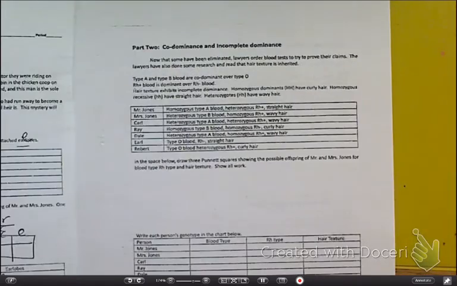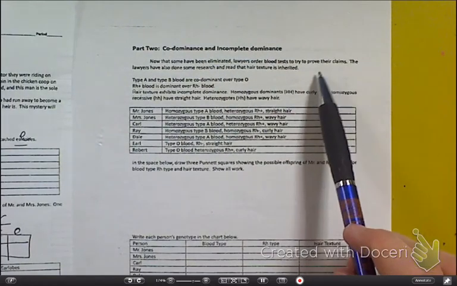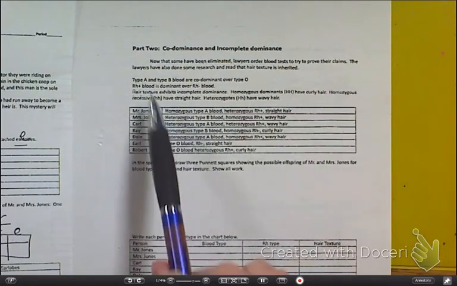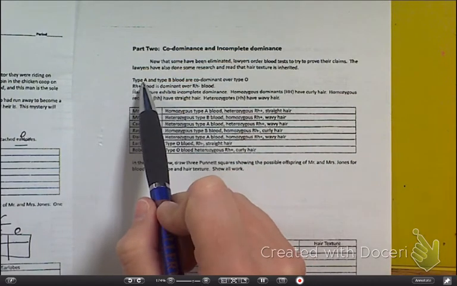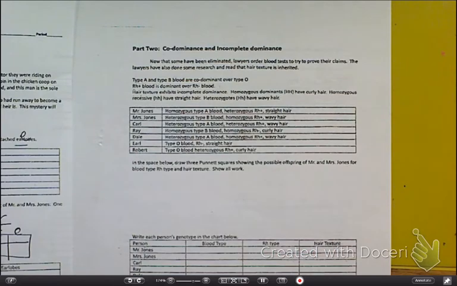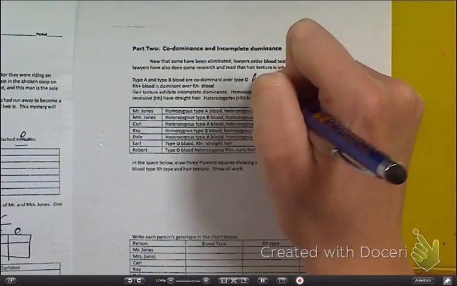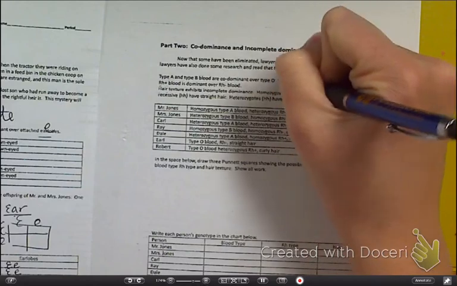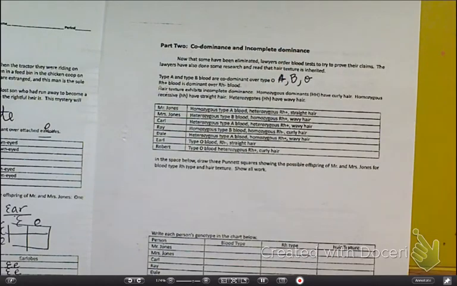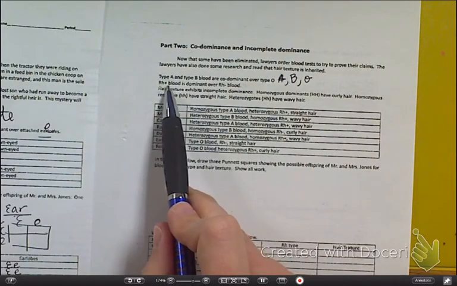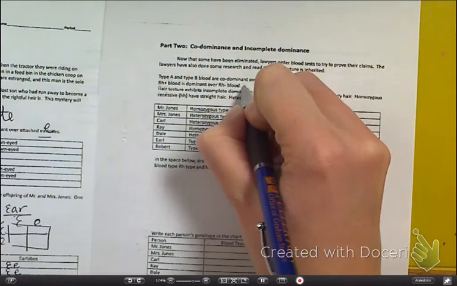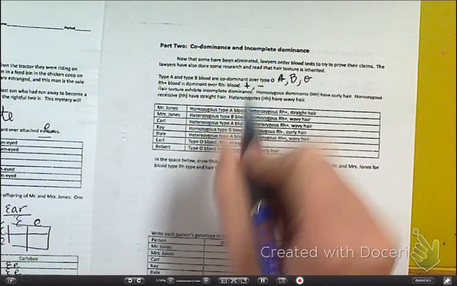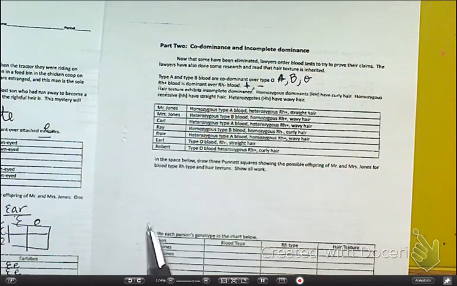You're going to do the same thing for the codominance and incomplete dominance problems. Now, I'm going to give you some letters to use. We're going to use A and B are codominant over blood type O. So you're going to use a capital A, you can use a capital B, or a lowercase o. RH positive is dominant over RH negative. This is actually just completely dominant, and you can actually just use pluses and minuses, but the plus is dominant over minus. And for hair texture, it actually gives you letters to use.